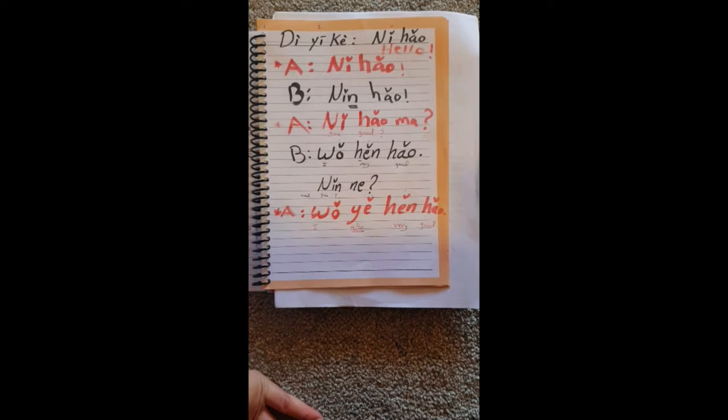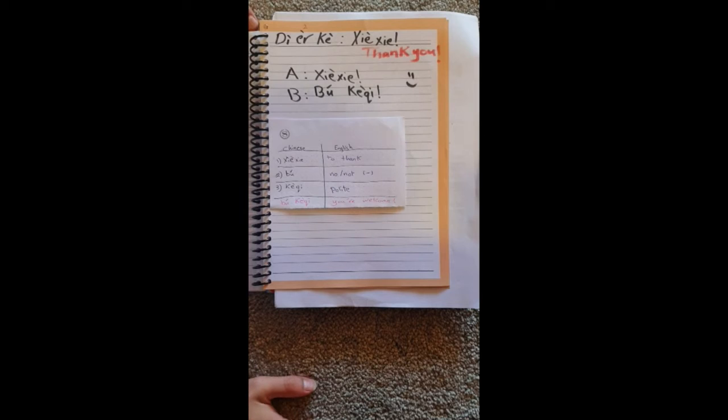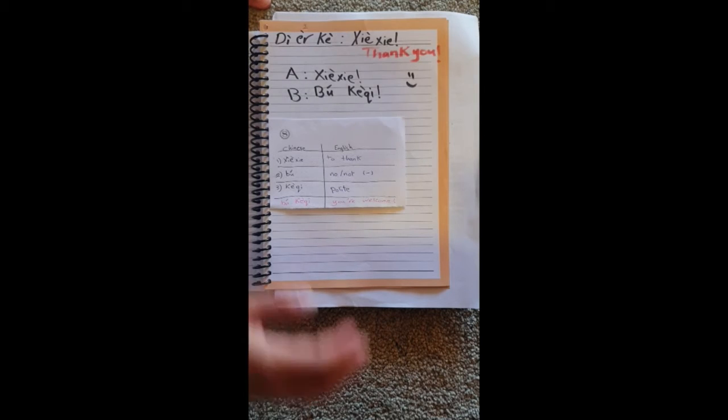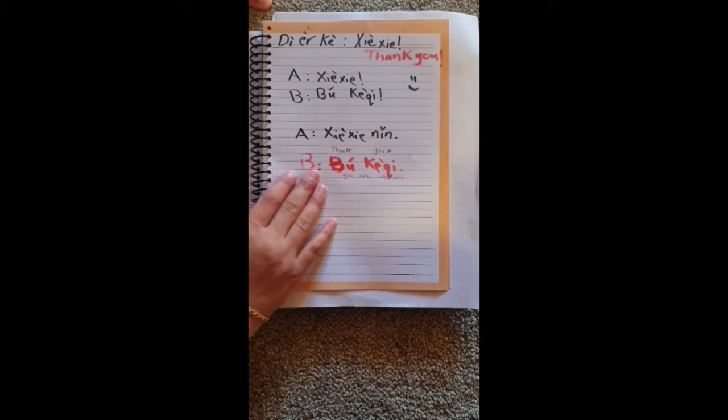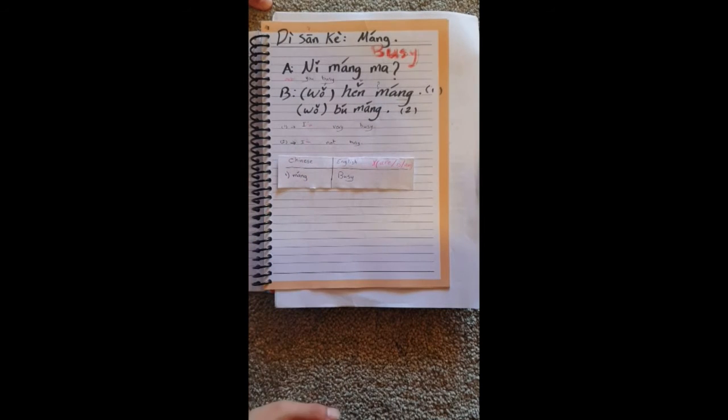We started with the first lesson about conversation, ni hao. We took ni hao, ni hao ma, wo hen hao, ni na, wo ye hen hao. Then the second lesson, how to say thank you in Chinese, 谢谢, 不客气, or 谢谢您, 不客气. Then lesson number 3, how to ask someone if he or she is busy: ni mang ma, or for the respectful one, nin mang ma.